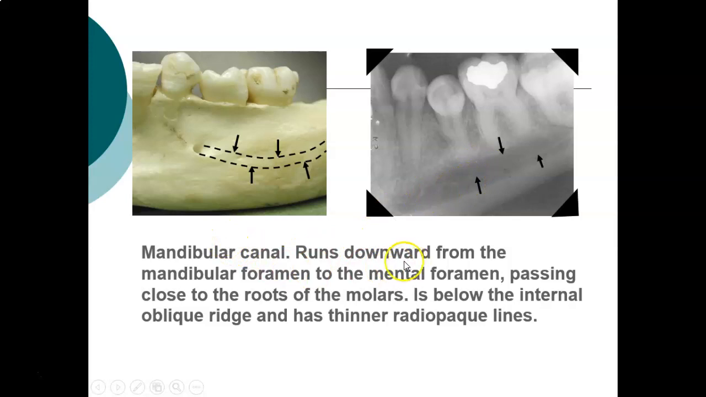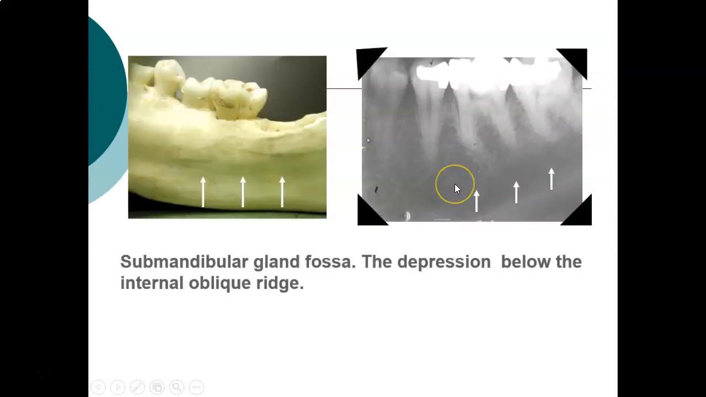The mandibular canal runs downward from the mandibular foramen to the mental foramen, passing close to the roots of the molars, is below the internal oblique ridge, and has thinner radiopaque lines. So I don't think this is a great image of it. There's a little bit of a thin line here. You can see some of it, but this big radiolucent area is the fossa. There'll be more pictures to come.